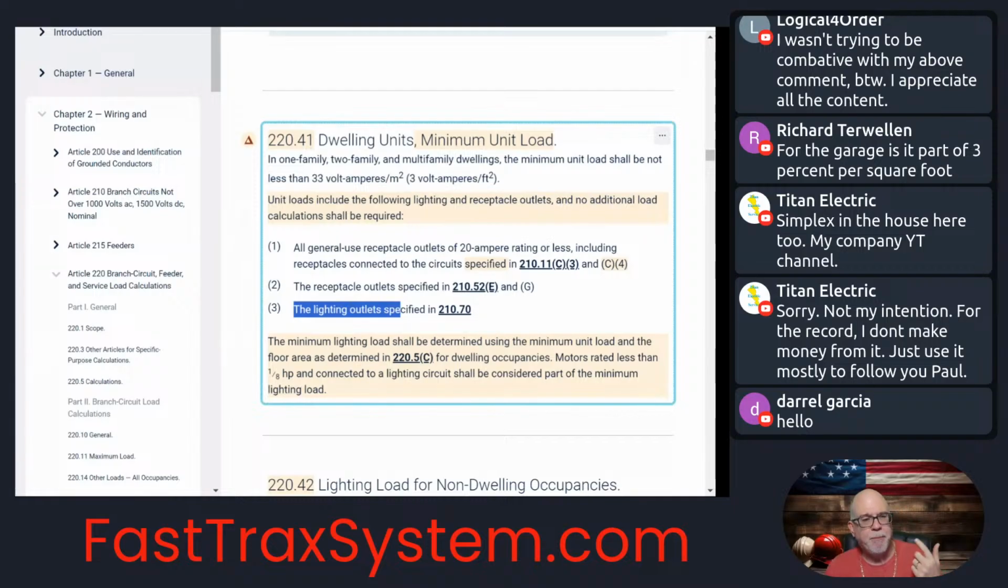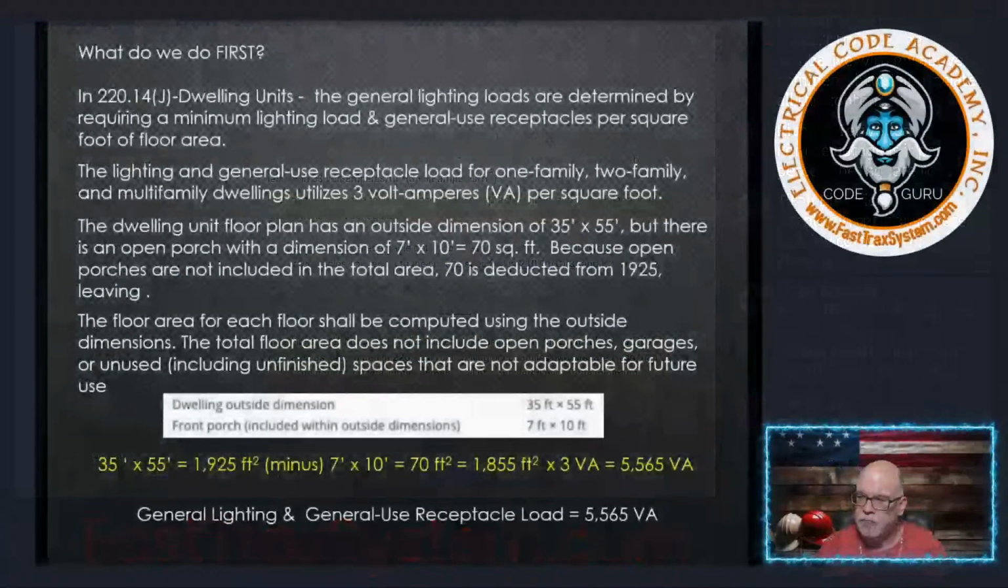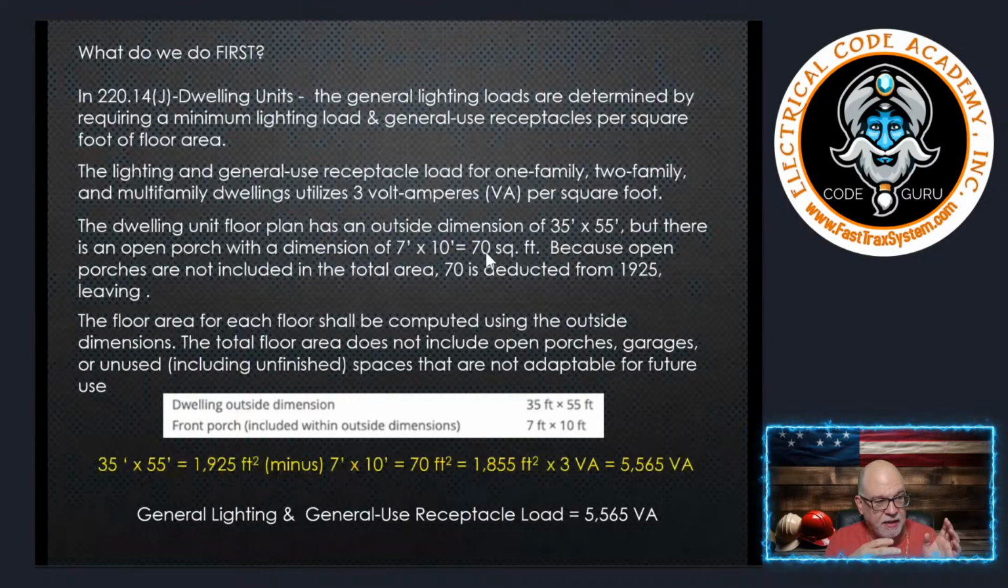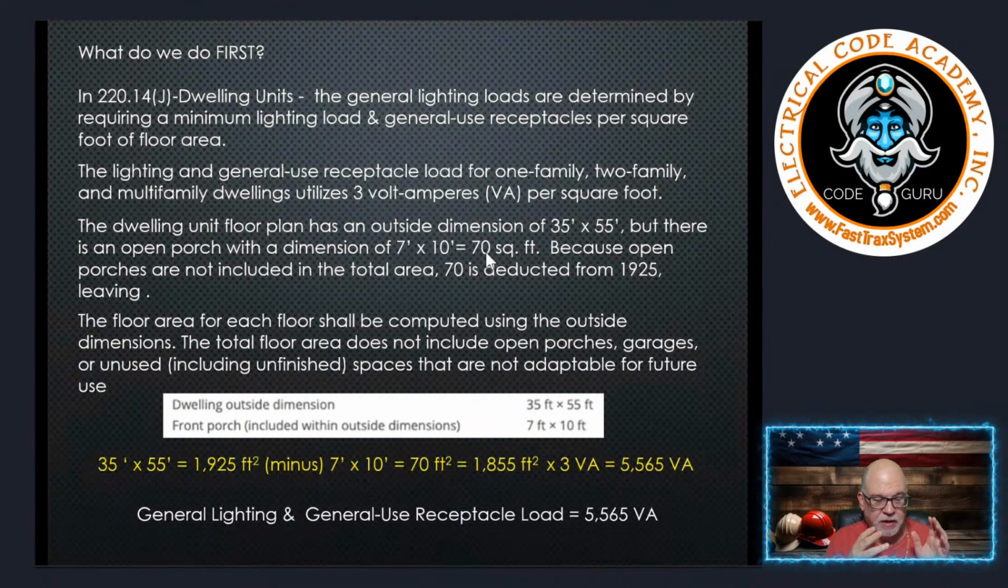Okay? But my main point here is to show you that there was this slight change. But the rules didn't change, so it's simply the same as it was before. I just wanted to show you the NEC. Okay, mission accomplished on that. So 3VA per square foot. The outside dimensions, as you see here, are 35 by 55. And of course, we have that open porch area, which is 7 by 10. We need to take that away, because you saw what it said, that we don't include that area. All right, and 220.5C says we don't include that area.